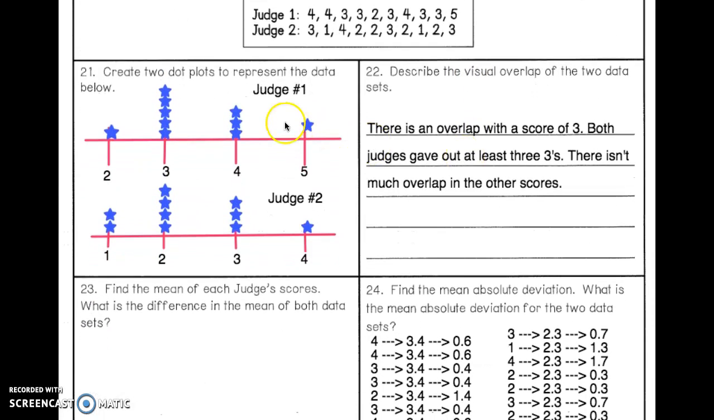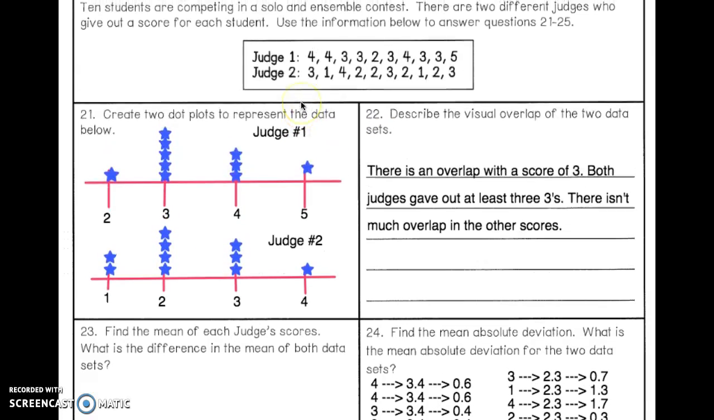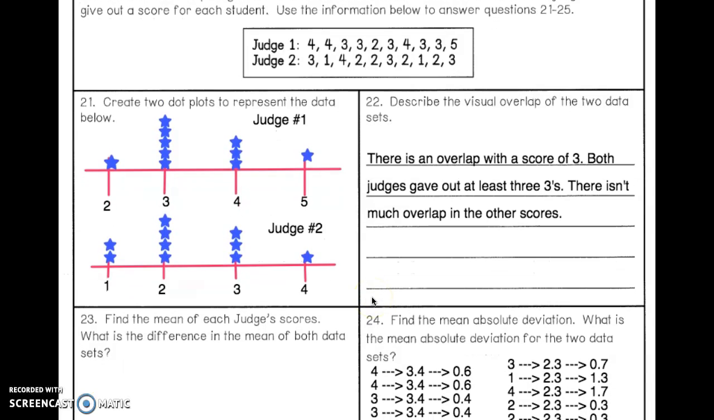So 21, I've already created this for you. It says create two dot plots to represent the data below. So your dot plot should look something like this. Judge 1 did not give out any 1s. They gave out 1 2, 5 3s, 3 4s, and 1 5. And then Judge 2 gave out 2 1s, 4 2s, 3 3s, and 1 4. So that's what your 21 should look like.